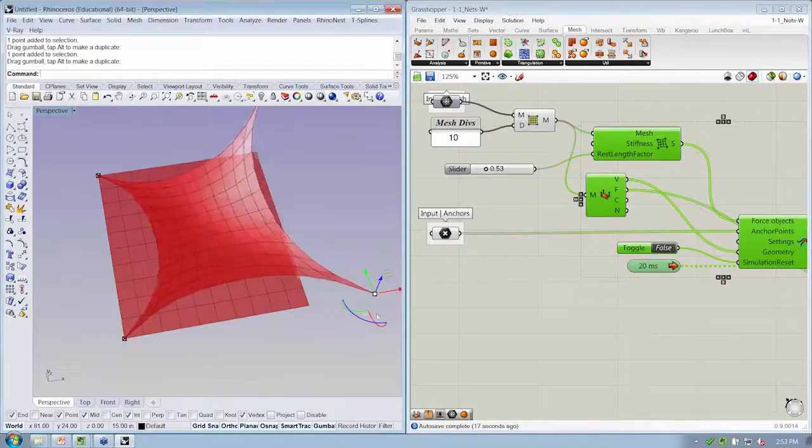Right. So at this point, if you need to have some sort of physically accurate shape that's produced, right?